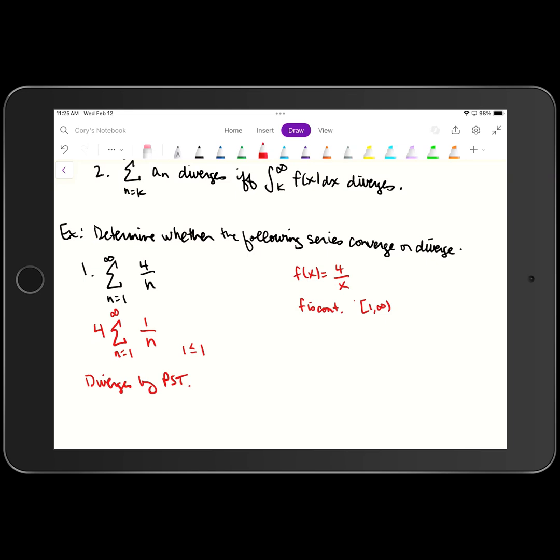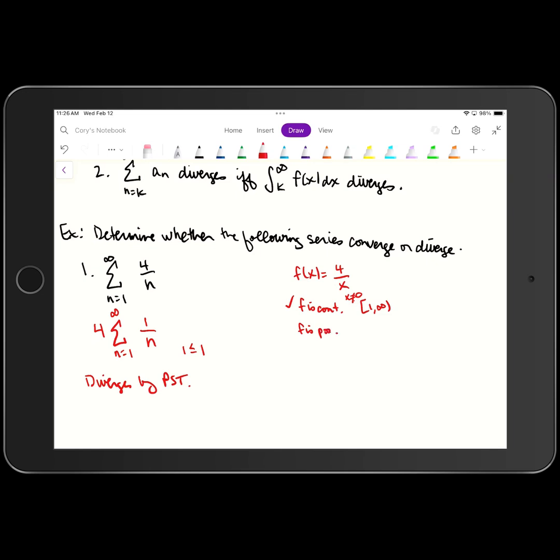And if we check the domain of our function, the only spot that our function is not continuous is that x is equal to 0. So x can't be equal to 0. But the function is defined everywhere on that half-closed interval from 1 to infinity, thereby making it continuous on that interval.